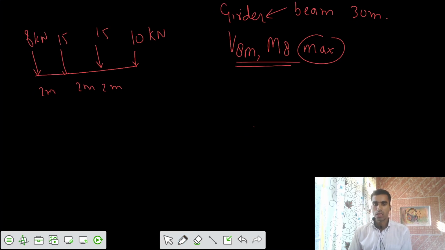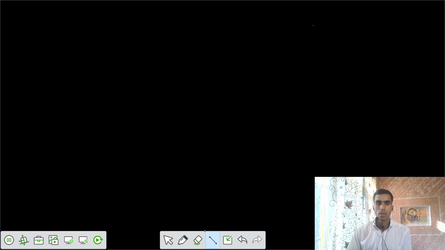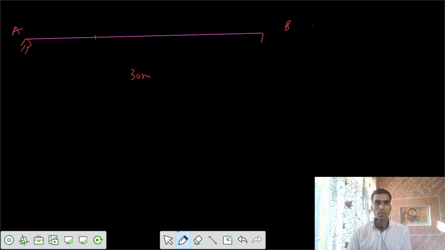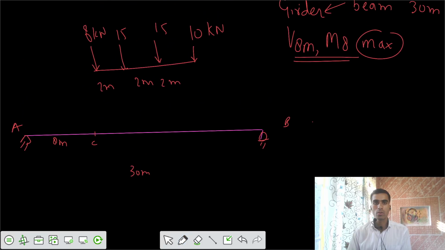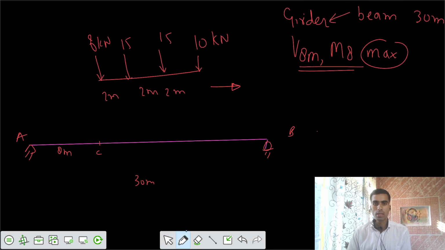Now let's make the shear force diagram, that is the ILD for shear force. We have a 30 meter beam, a simply supported beam, with supports A and B. There is a section C at 8 meter from support A. We have 4 point loads, a train of loads moving in the left to right direction. So the direction of movement is in this way. That means 10 kilonewton is your leading load, and 8 kilonewton is your trailing load.